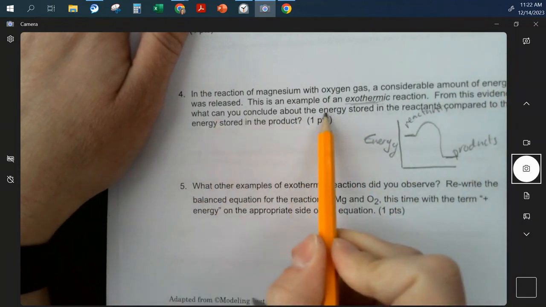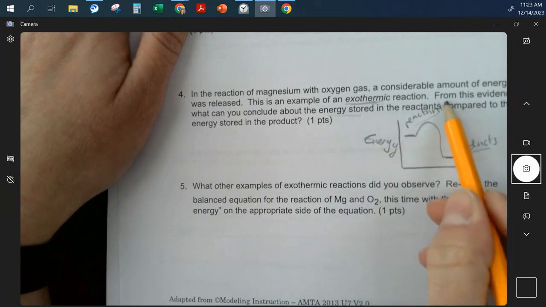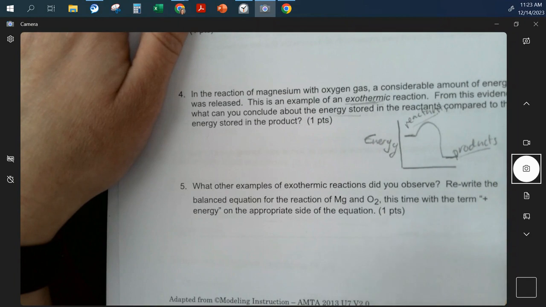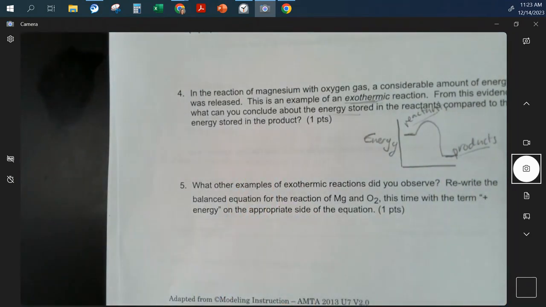So what can you conclude about the energy in the reactants versus the products? Which one has more energy? Yes, in an exothermic reaction, reactants has more energy than the products. That's what it's asking you about, okay? So I think that graph helps explain that.